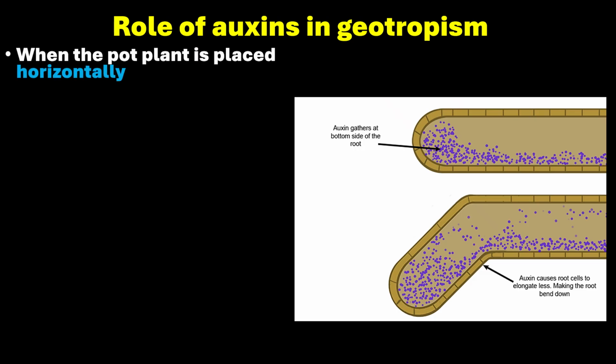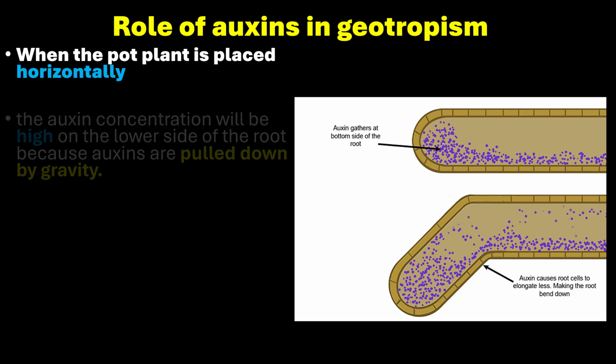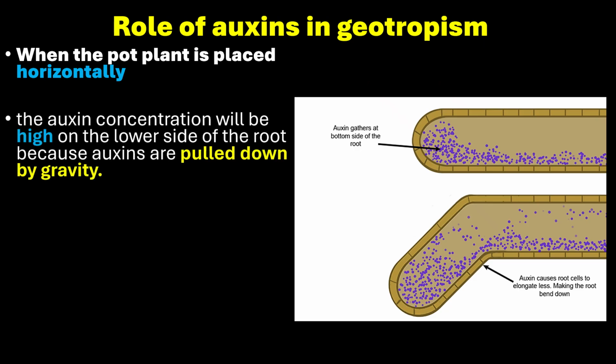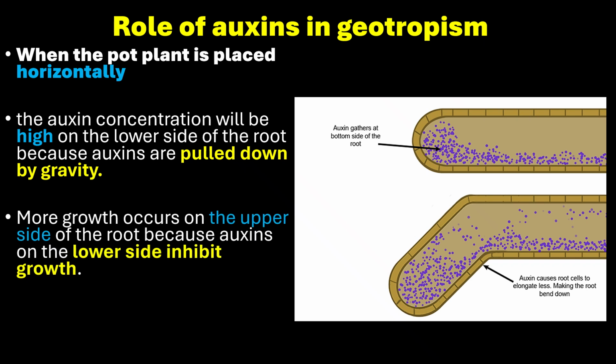When you place the plant horizontally, what's going to happen? The auxin concentration will be higher on the lower side, because auxins are pulled down by gravity. So gravity is bringing them down because you have placed it horizontally. This will cause more growth on the upper side of the root. So this is the root. It has two sides, the upper side and the lower side.